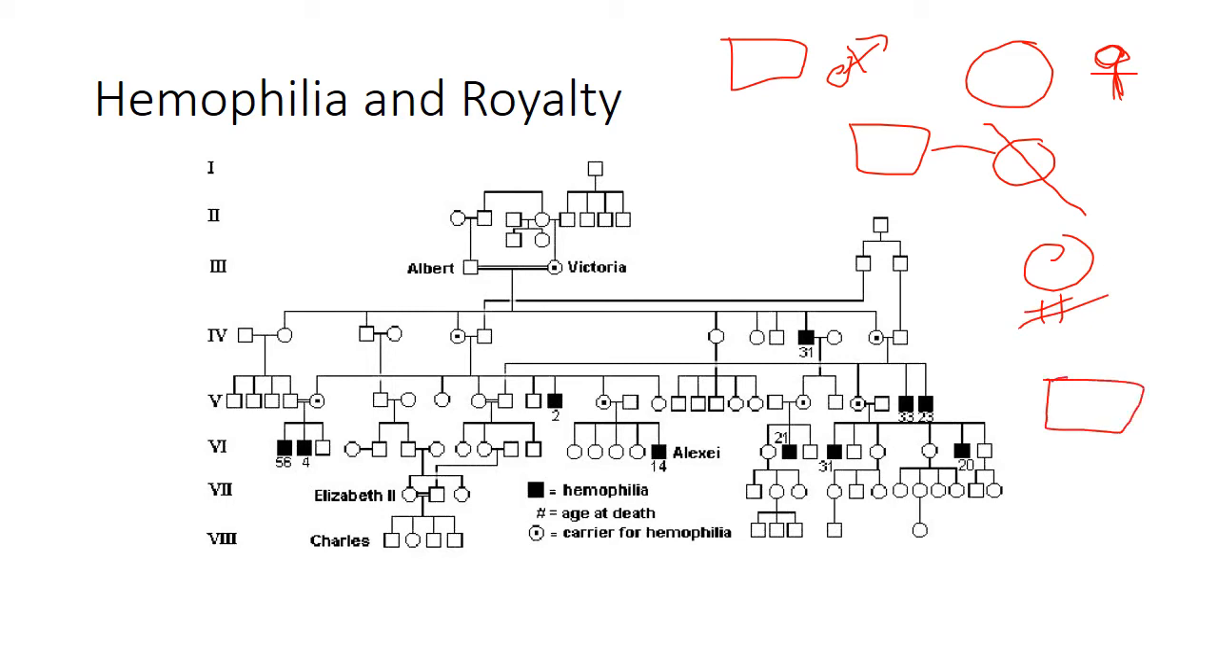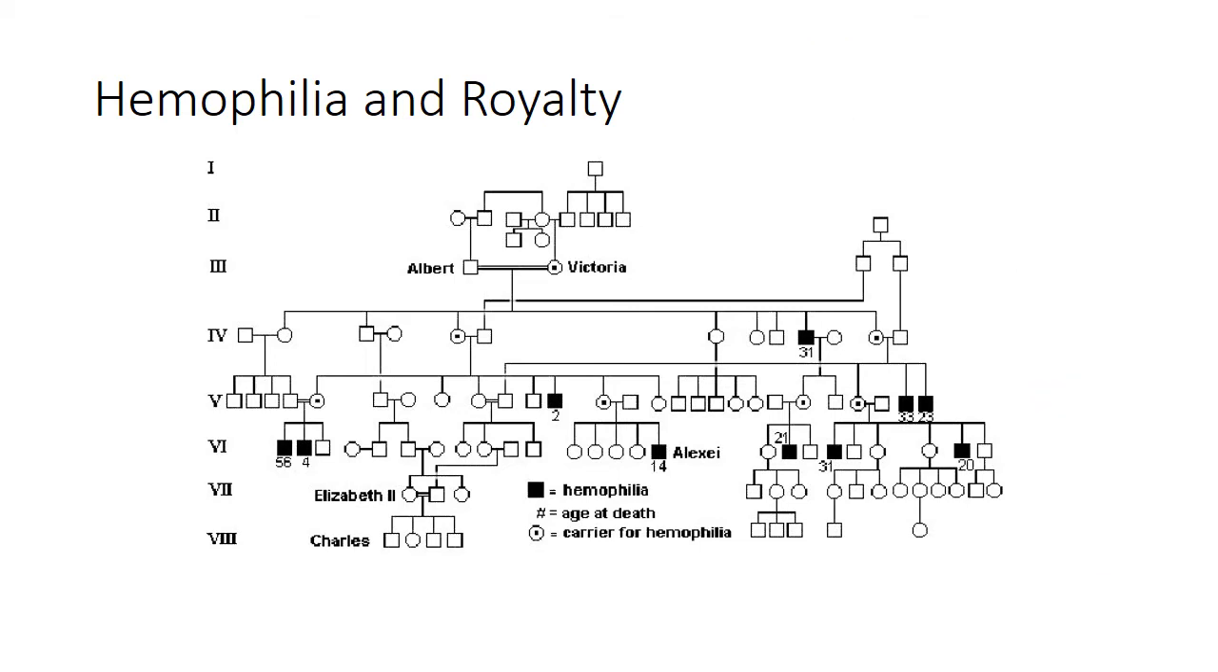If they are filled in completely, that means that they are affected with the trait that we're looking for. If they are halfway filled in, it means they carry that trait, or you can also see it as a dot in the middle. That also says that they carry that trait. If there is a line going down from a horizontal line, it means that they have a child. So the mating resulted in a child.